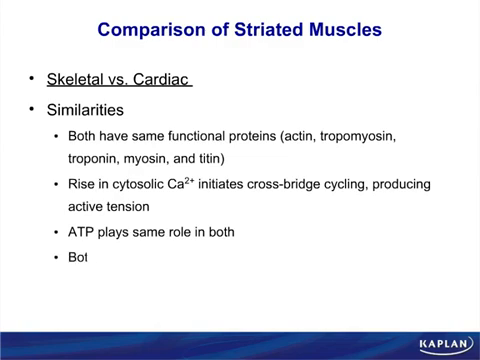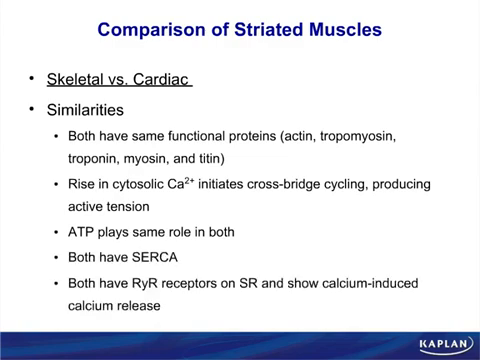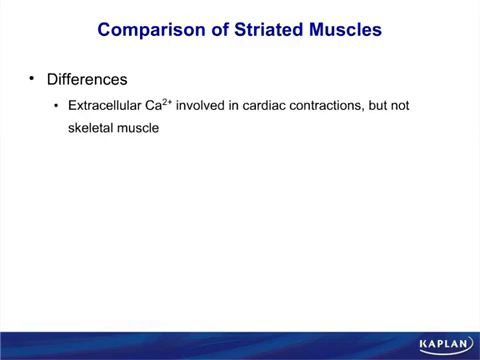Okay, both have SERCA. Both also have ryanodine receptors on the SR, and they show calcium-induced calcium release. Now, the big difference here, though, is the source of calcium. All right, differences. Skeletal muscle: all calcium comes from the SR. Not true in cardiac muscle. Extracellular calcium does flux through the L-type calcium channel, so it comes from extracellular into the cytosol. So extracellular calcium is involved in contraction of cardiac tissue, but not skeletal muscle.